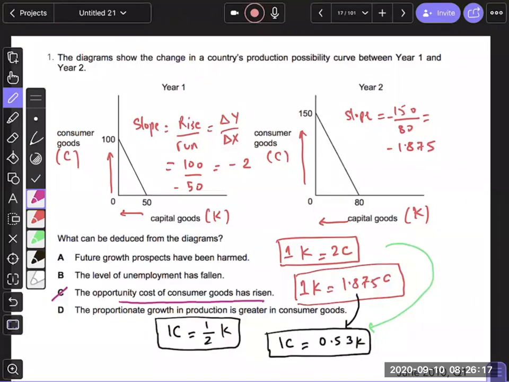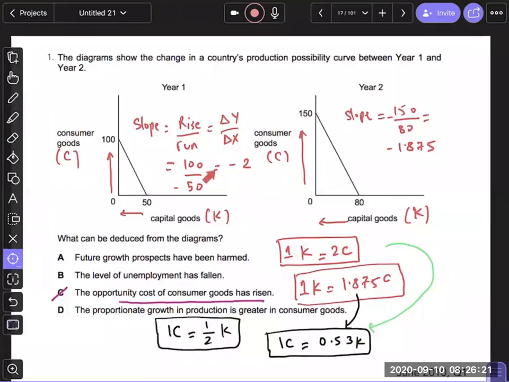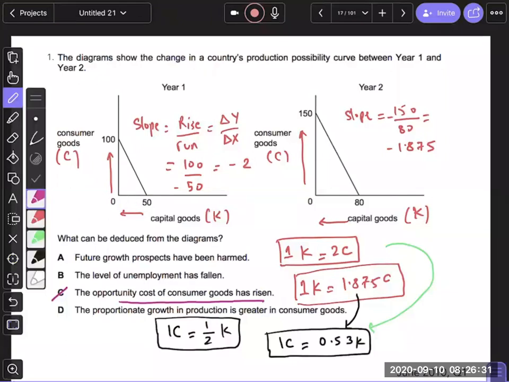Okay, let me do this one more time. First of all, let's find the slope for these lines. Why do we need to find the slope? Because they're saying opportunity cost. So are we all happy with the slope values of -2 and -1.875? Is there anyone who has a problem with the slope that I found? If you're okay with the slope, then I can move on to the next part.